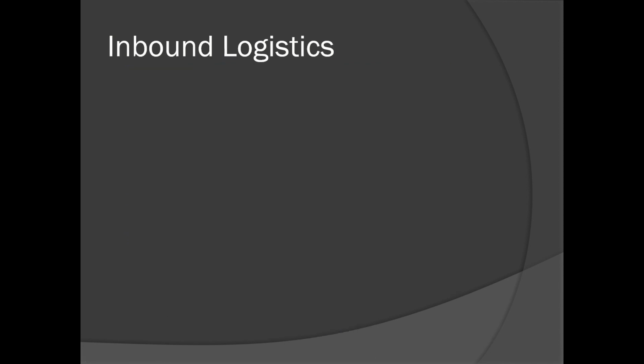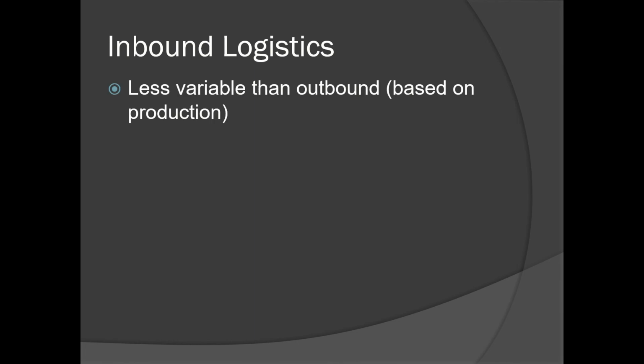So let's talk about inbound for a few minutes. Inbound logistics is absolutely less variable than the outbound process, mainly because it's based on production. So unless your production schedule is just completely all over the map, you're typically going to be producing larger quantities of products at a given time. So 100 of these a day, 5,000 of those every day. So what you need to make those products is also going to be pretty stable.